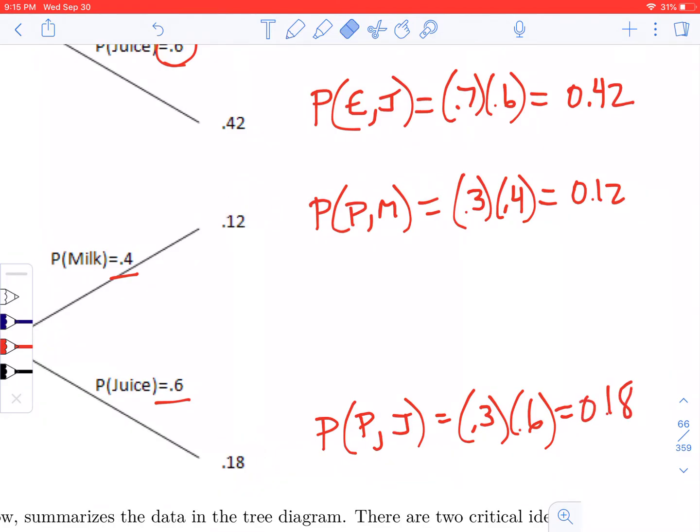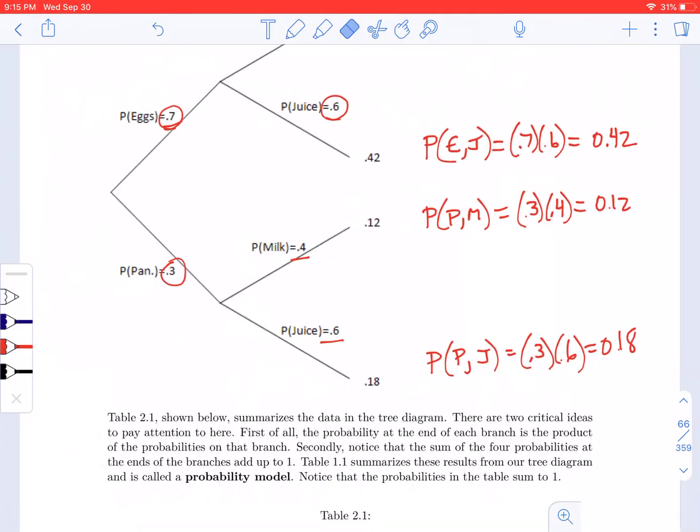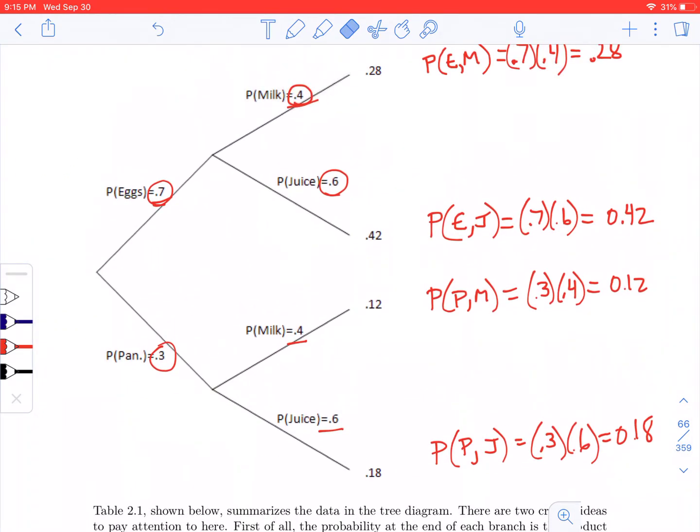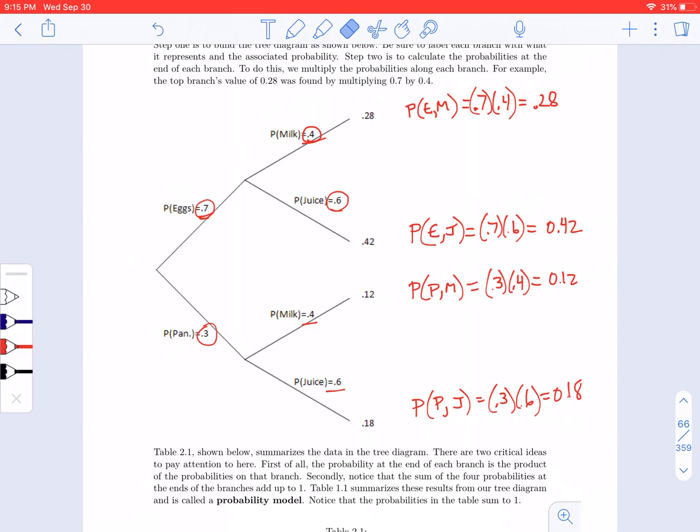All right? Now we want to verify, did we do this right? Well, we could add 28% plus 42%. That's 70%. 12% and 18%, that is 30%. And sure enough, 30%, 70% give me 100%. So I know that I have done the tree right. I haven't left anything out.